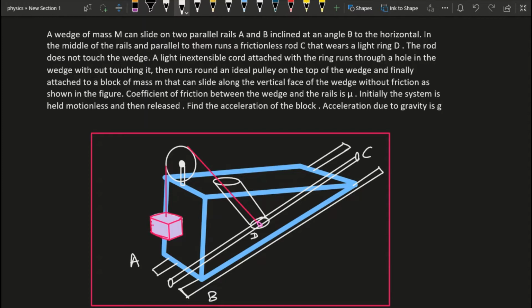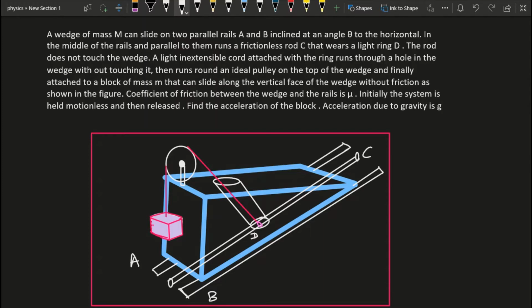The rod does not touch the wedge. A light inextensible cord attached with the ring runs through a hole in the wedge without touching it, then runs around an ideal pulley at the top of the wedge, and finally attached to a block of mass small m that can slide along the vertical face of the wedge without friction, as shown in the figure.